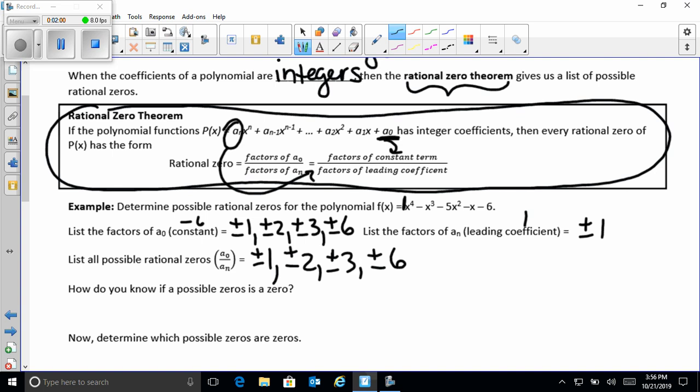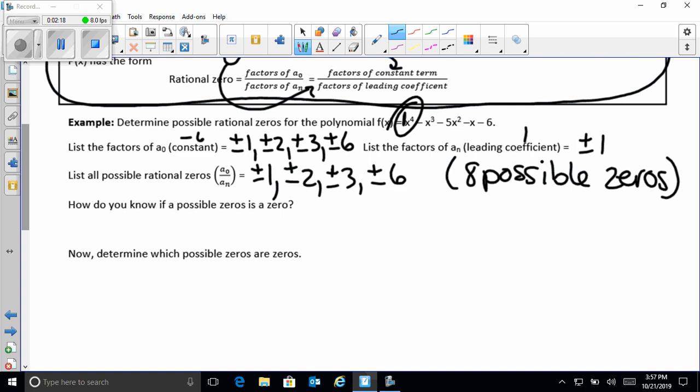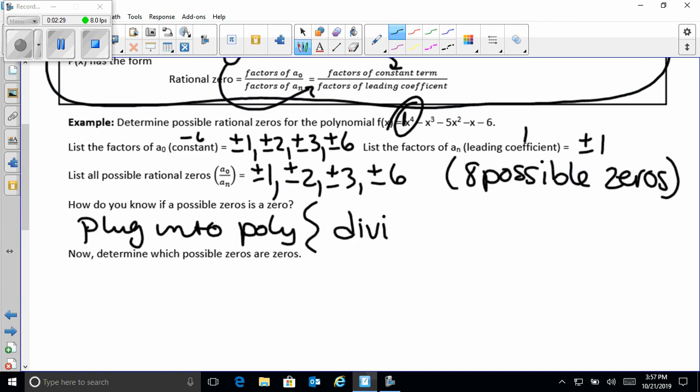And now, how do we find out if these are zeros? Because right now, we have 8 possible zeros, but we know from our degree that the most we're going to have is 4, because that's what that degree is, degree of 4. So how can we tell? Well, we have some options. We can just plug it in and see if we get a 0. Plug into our polynomial. You could also do division. You divide and see if you get a 0 remainder. Now, the easiest thing to do here would be to just plug them into the function.